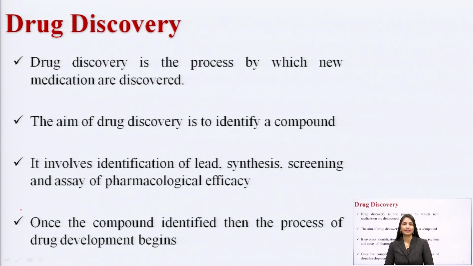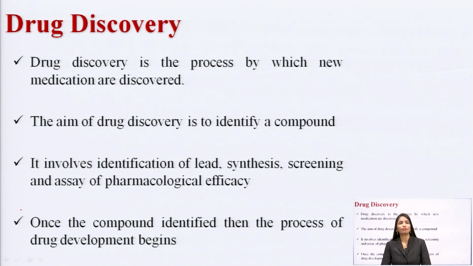So, what is drug discovery? Drug discovery is a process by which you can invent or discover a new drug for the market. The main aim of drug discovery is to identify a new compound, the lead compound. The drug discovery process involves the identification of the lead, synthesis, screening, and finally checking pharmacological efficacy with various assays.